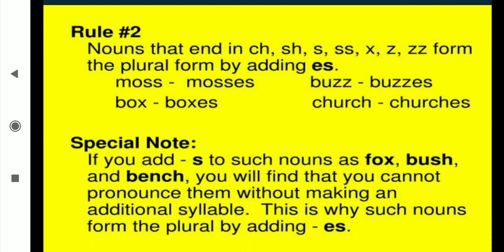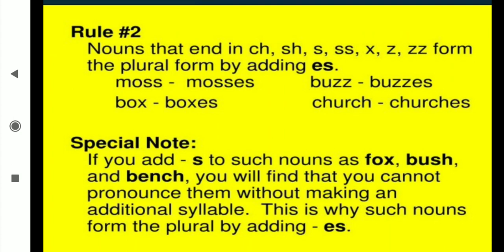Now moss, mosses: double s came, that's why we joined es. Buzz, buzzes: double z, that's why es. Box: what is at the end of box? X. That's why es. Church: what is at the end of church? CH, that's why churches, C-H-U-R-C-H-E-S.